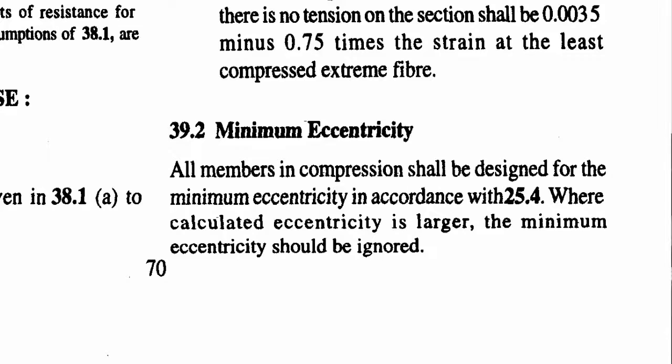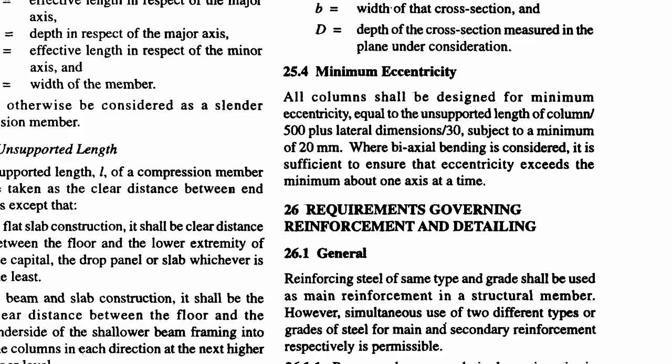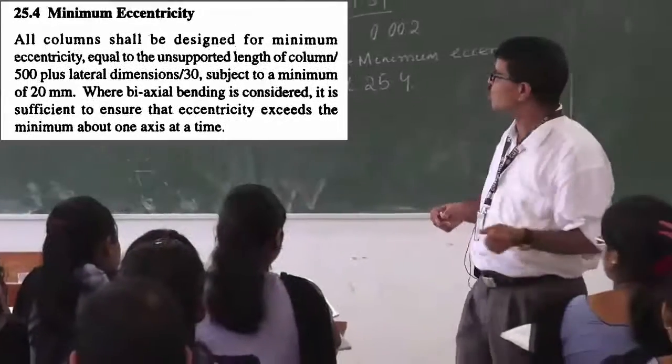What is 25.4? Where calculated eccentricity is larger, the minimum eccentricity shall be ignored. Okay. So 25.4, what is the page number? Okay, page 42. Now this is the minimum eccentricity. What it says: all columns shall be designed for minimum eccentricity. So it may not be exactly coinciding. There will be slight deviation of the axis and the CG of the loads.